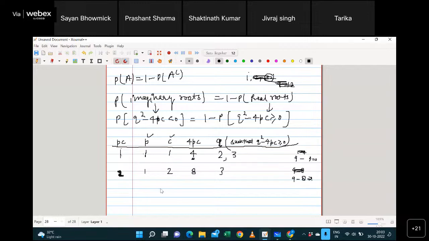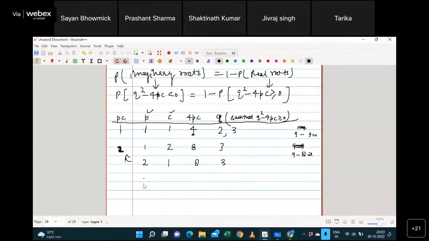Suppose P is 2, C is 1. Again, it will be 2. 4PC will be 8. Again, Q will take value 3. Now, suppose it is taking 1 and 3. So multiplication will be 3. 4PC will be 12. So what value should Q take? It should be greater than 3, then 4. But there is no 4. There are only 1, 2, 3. That means there will not be cases.